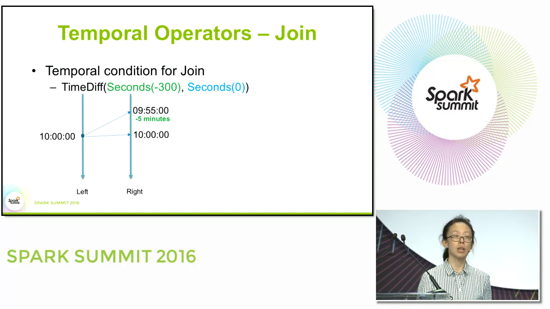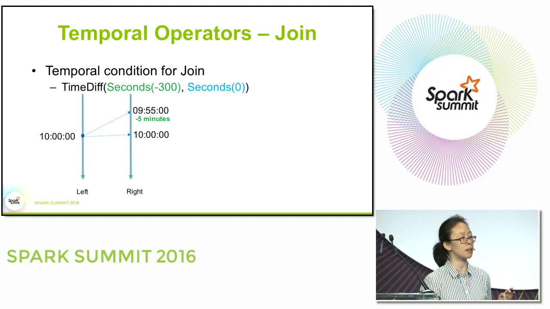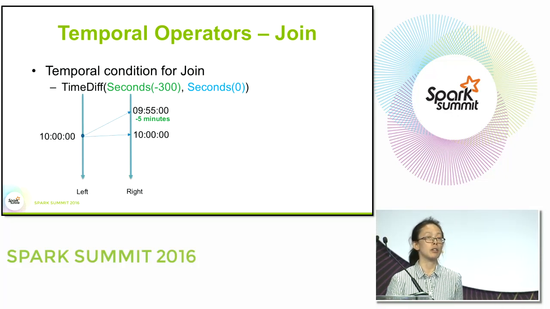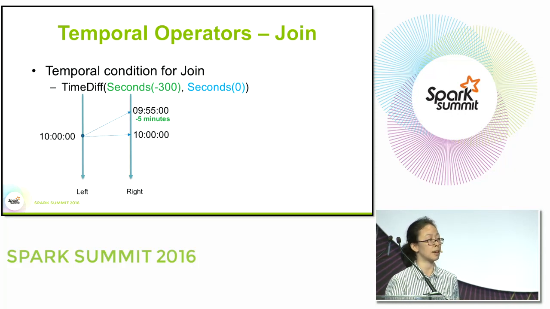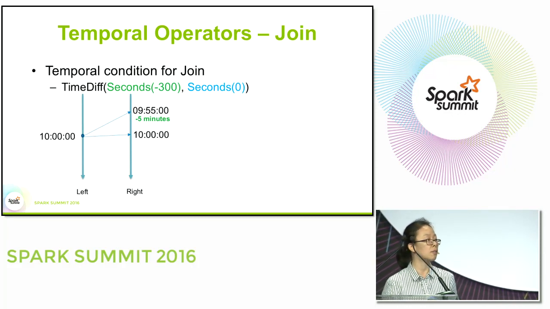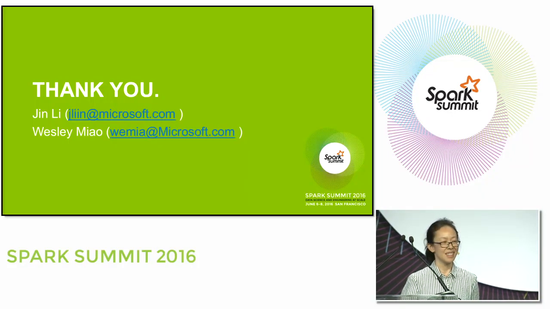And then, performance-wise, I don't have a slide for it, but the number is, for experiments we run with 20K events per second, with batch interval as a minute, the processing delay is about 20 seconds. So that's all. Thank you.